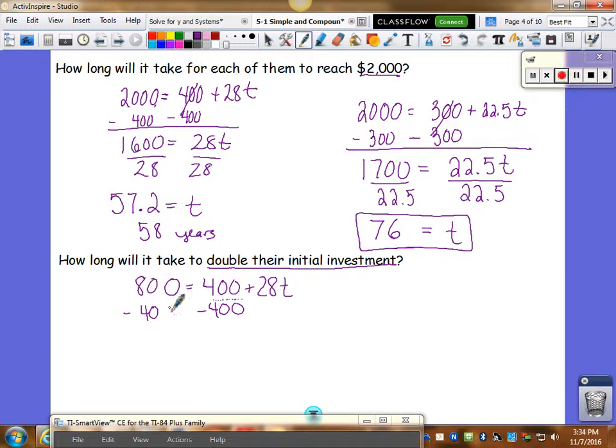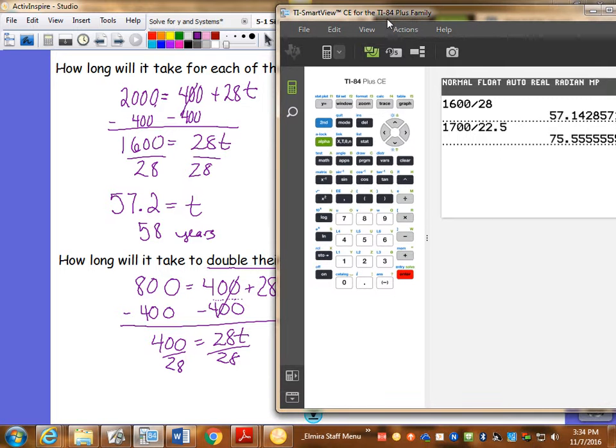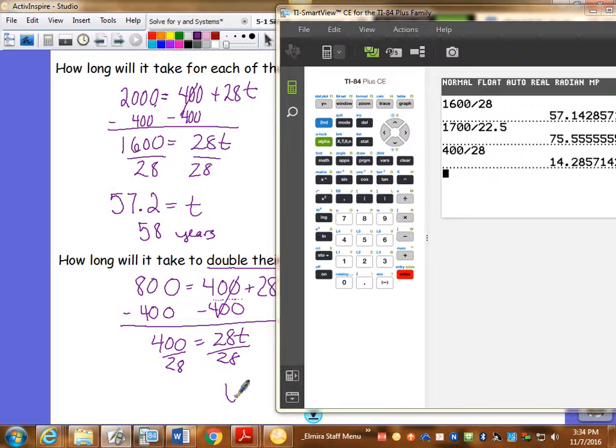So again, basic two-step. And again, we're going to get something that's not going to come out pretty. It's going to come out a decimal. Okay, so T is going to have to be at least 15 years to double, because 14 would not be enough. Okay, you could say 14.3 if you wanted.